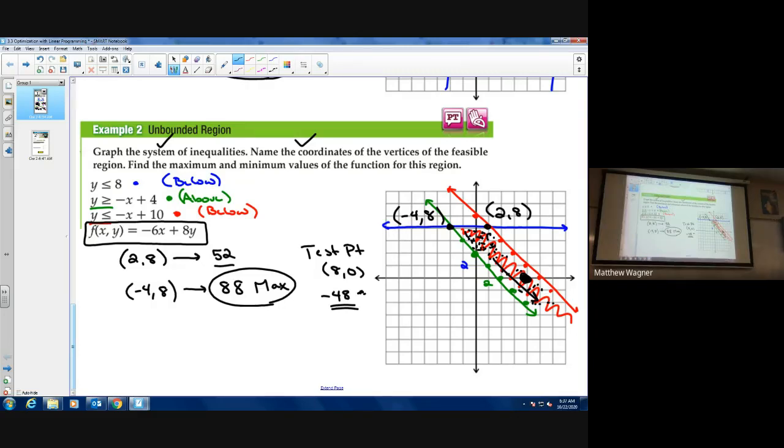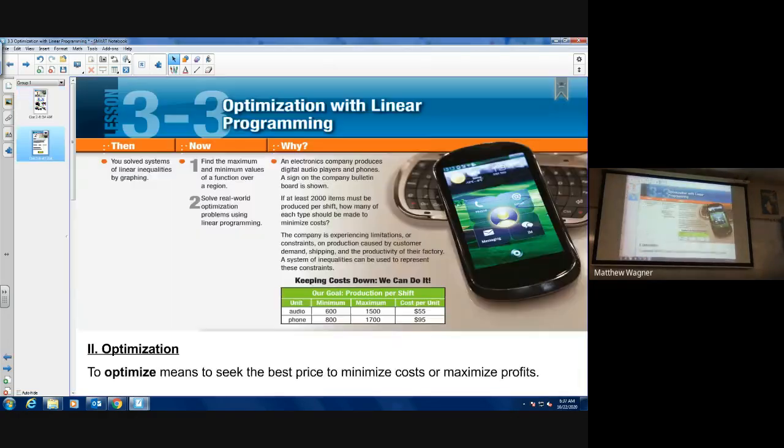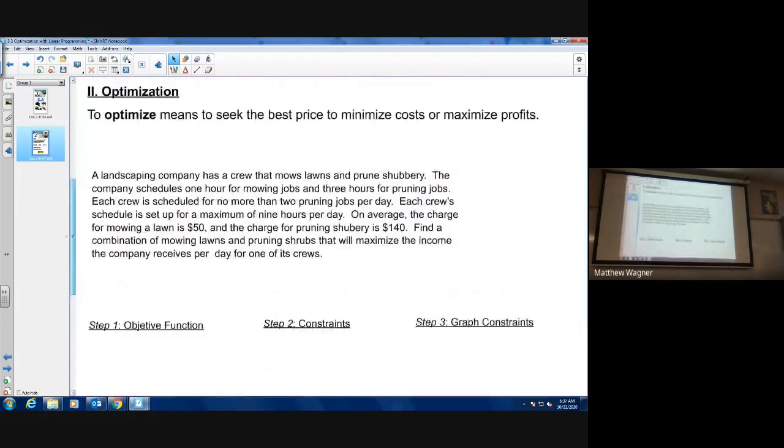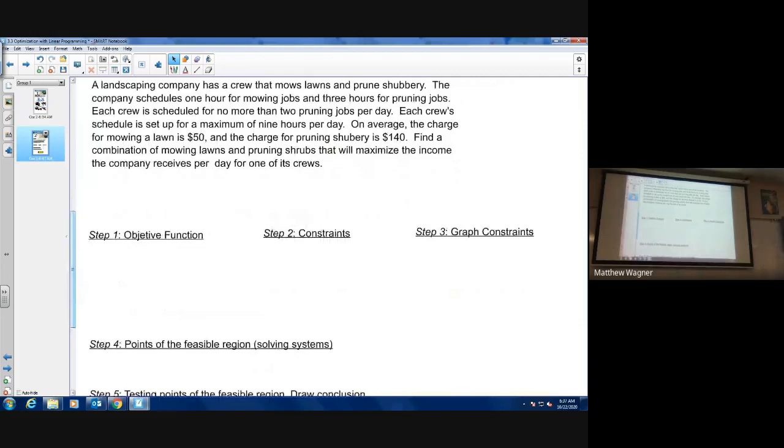All right, here we go. This is for all the marbles: the optimization process, okay? So we're going to put everything together. You'll notice that I have everything broken down by steps. So it is a 5-step process.